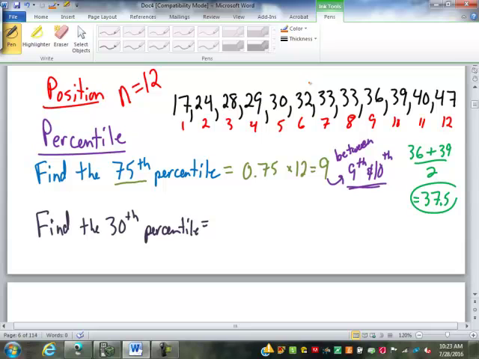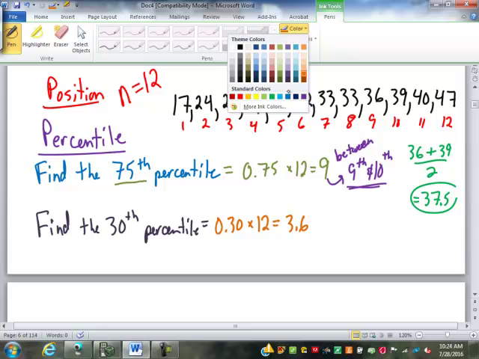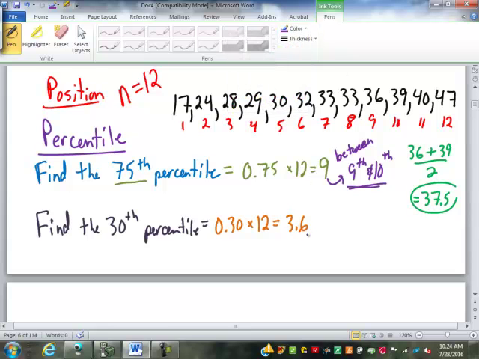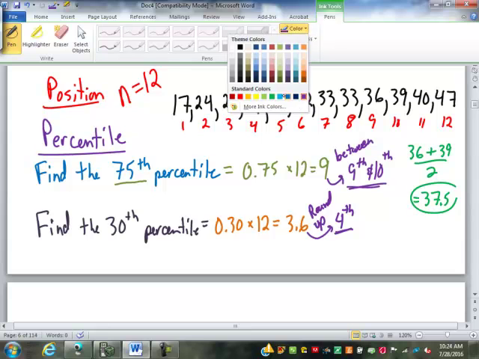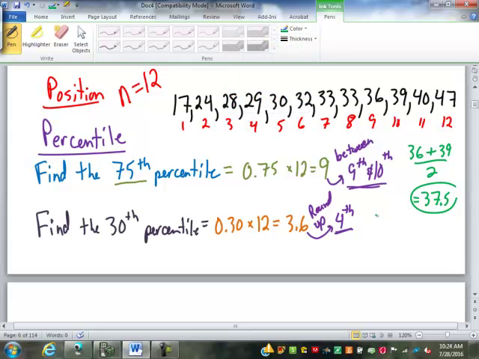So if I ask you to find the 30th percentile, what am I going to do to find the position? Yeah, 30% is 0.30 times 12, which is still n. Gives us 3.6. Now for the median, if that came out to be a decimal, what did we do? We round up. The number in the 4th position is the 30th percentile. That's going to be the 29. So 29 is the 30th percentile.